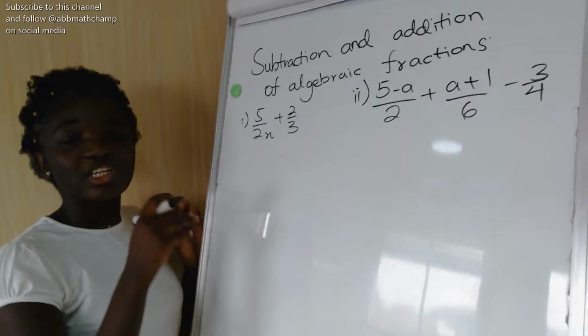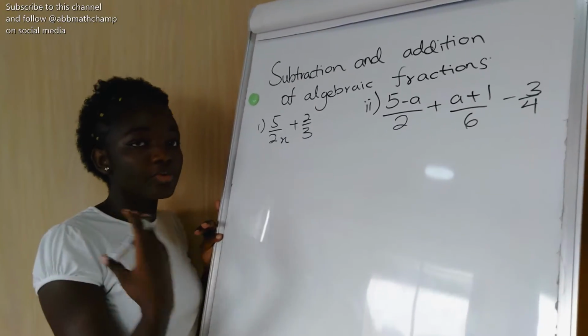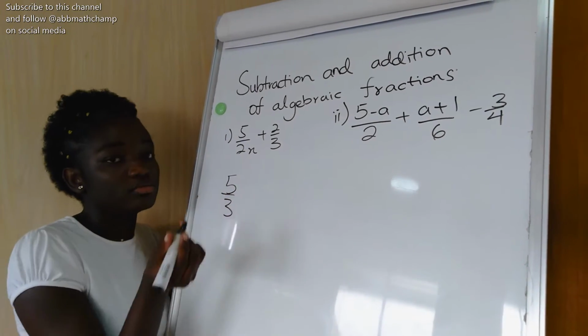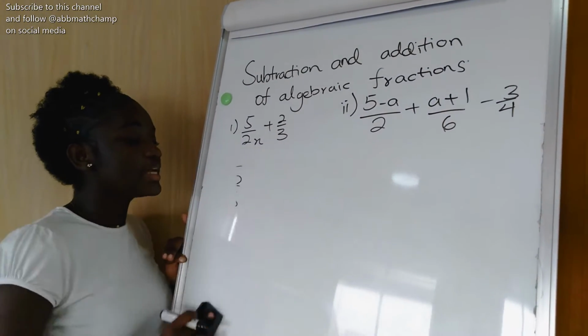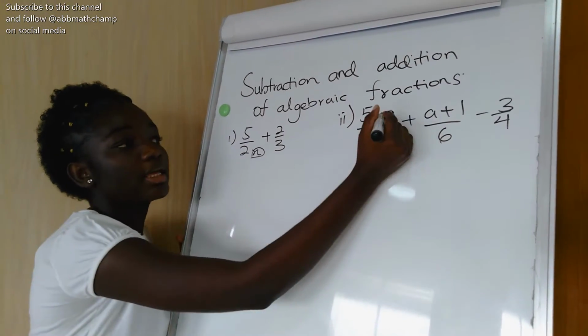Today we'll be doing subtraction and addition of algebraic fractions. It's just like your normal fraction, just that this one has some variables in it, like x, like a. A normal fraction was just, let's say, 5 over 3.